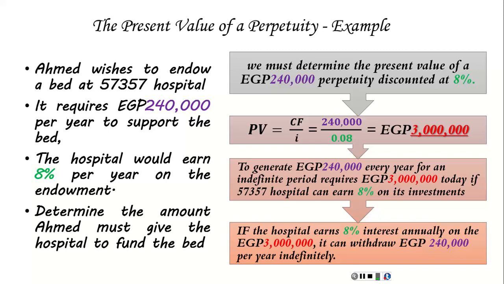So this is a case of perpetuity. We can find the present value of perpetuity by dividing the equal amount, which is 240,000 in our case, by the interest rate, and we will get the present value, which is 3 million Egyptian pounds.